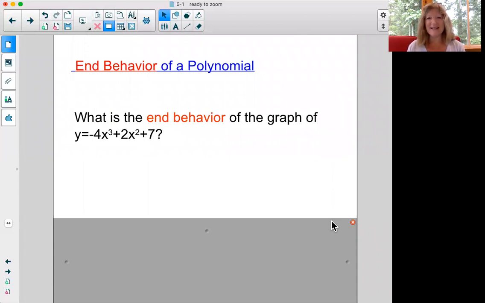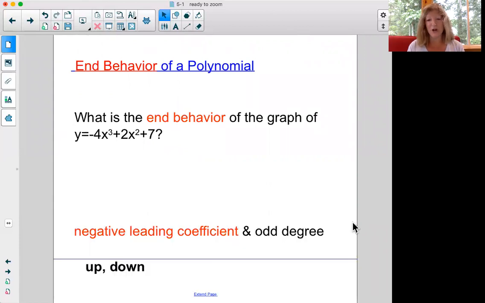Pause, practice, and then press play. Who's my lead term? Negative, odd. The ends will be at odds with each other, and it's negative, so it'll be up, down.